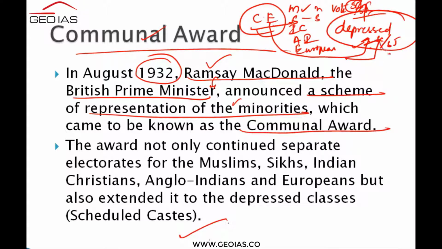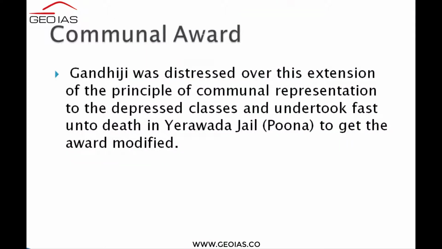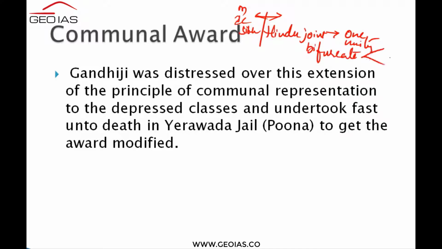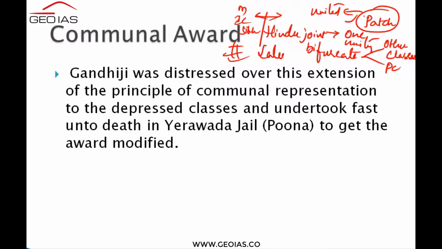But what happened? It was a divide and rule policy of the Britishers. They wanted to divide even the Hindu joint electorate. All the Hindus should be one, in unity. They had divided many different religions like Muslims, Indian Christians, Sikhs from the Hindus through their divide and rule policy. Now they wanted to bifurcate the Hindus also into 2 sections, depressed classes and other classes. So it was a patch for India. India would not look united. It would look very patched, and later on many problems would arise due to this.